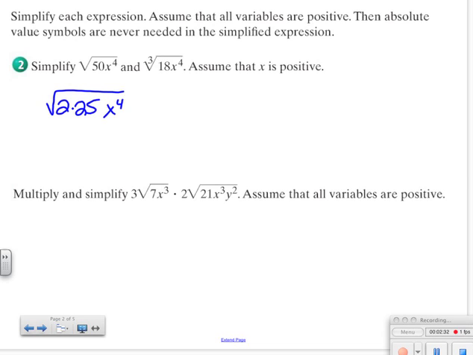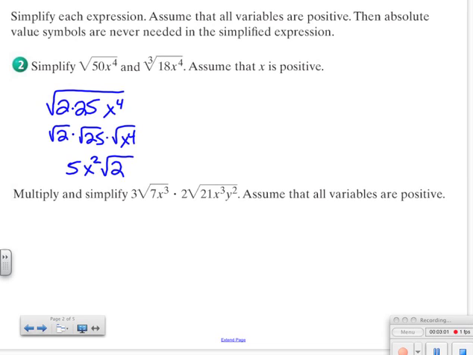Then we end up with the square root of 2 times the square root of 25 times the square root of x to the fourth. And we can take the square root of each of those parts. The square root of 2, we do not know. However, the square root of 25 is 5. And the square root of x to the fourth is x squared. So the answer is 5x squared times the square root of 2, and that's the most simplified version.